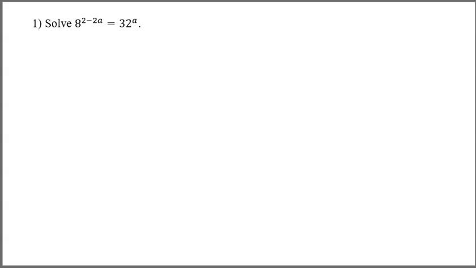Okay, so we're going to look at how to solve some equations that involve exponential expressions. First problem: solve 8 to the 2 minus 2a equals 32 to the a. To do this, we've got to know a couple of properties.